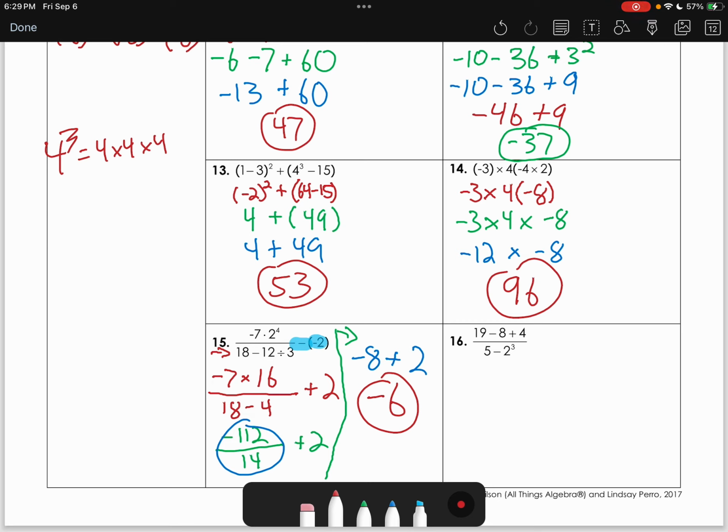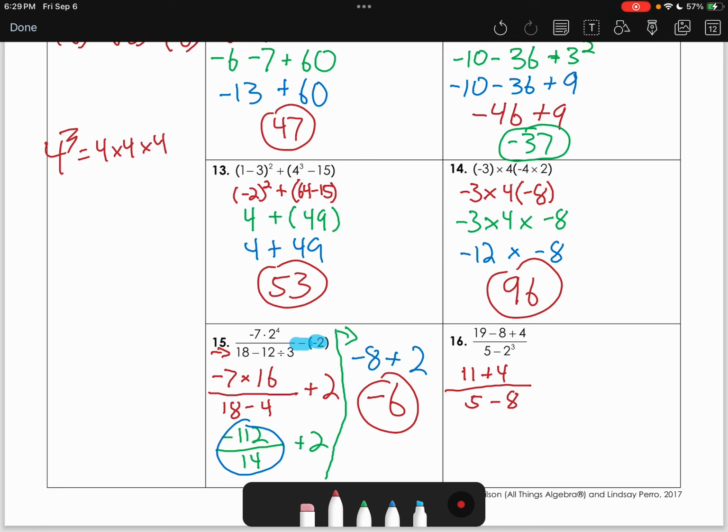So 19 minus 8 will get us to 11. We're going to move our plus 4 down. That's our numerator portion. Let's work on our denominator. Well, we can immediately see there's no parentheses, but there is an exponent. So we're going to do 5 minus 2 to the power 3. So that's the same as 2 times 2 times 2. So 2 times 2 is 4, and 4 times 2 is going to be 8.